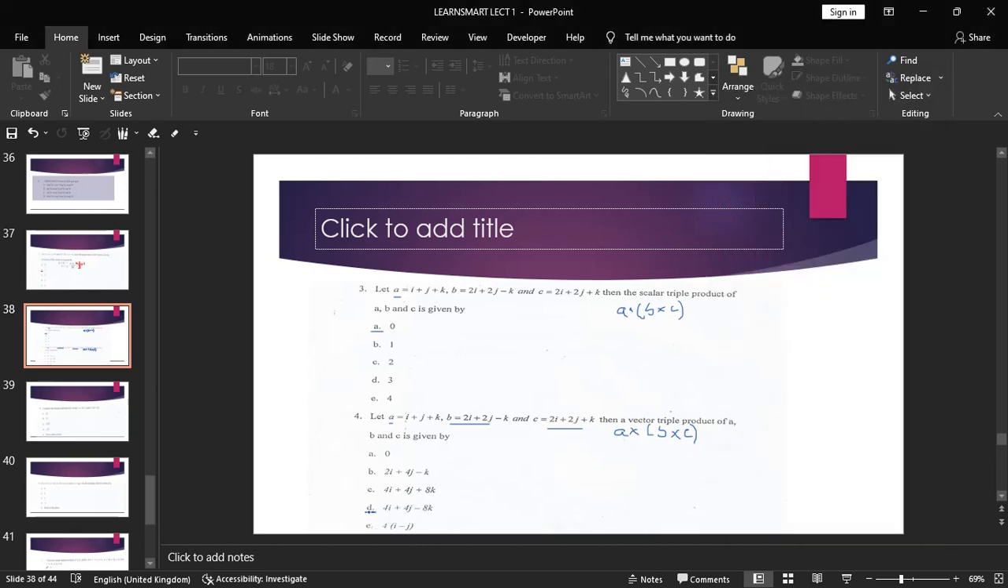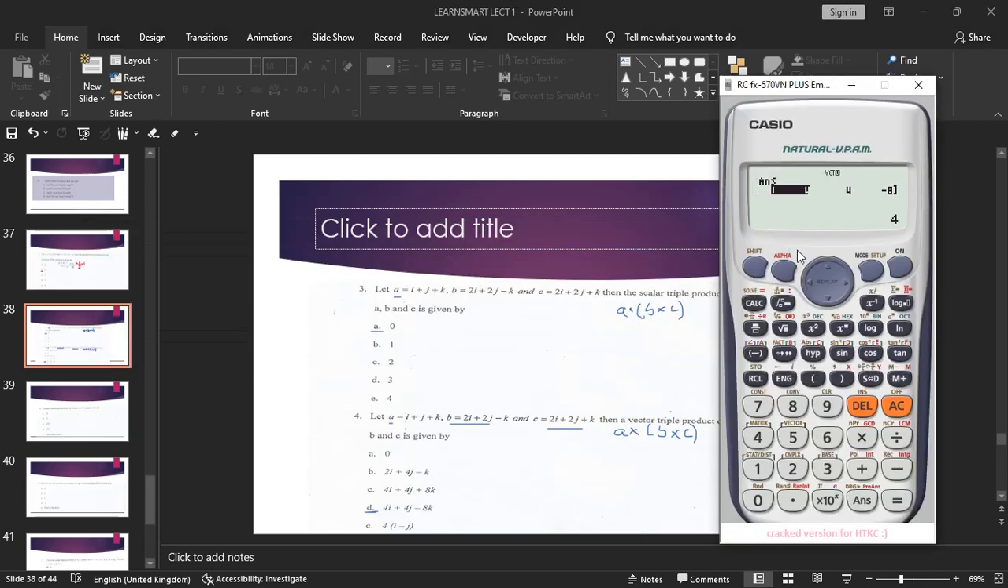So our final answer is D, okay? In case you didn't get what I just did, I just changed the scalar to vector, okay? For scalar we introduce a dot, but for vector you introduce multiplication. So you just change the dot to multiplication, and then that's it, okay?